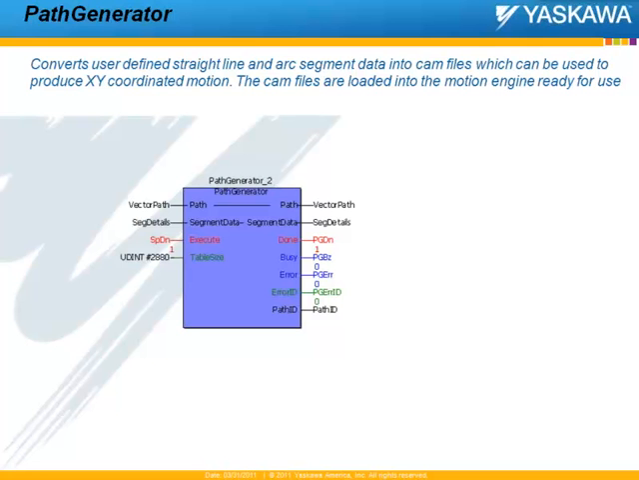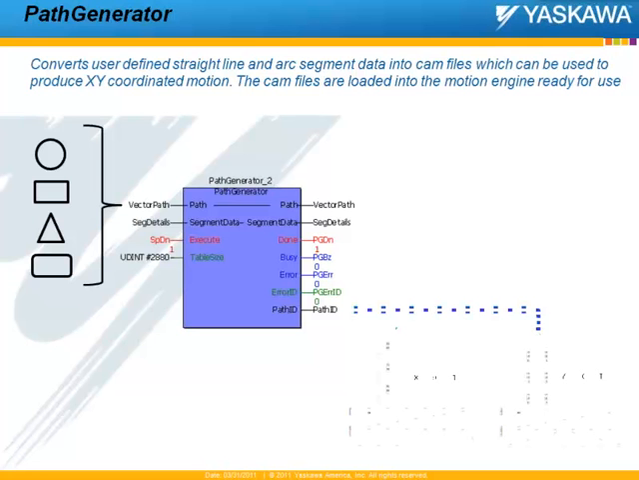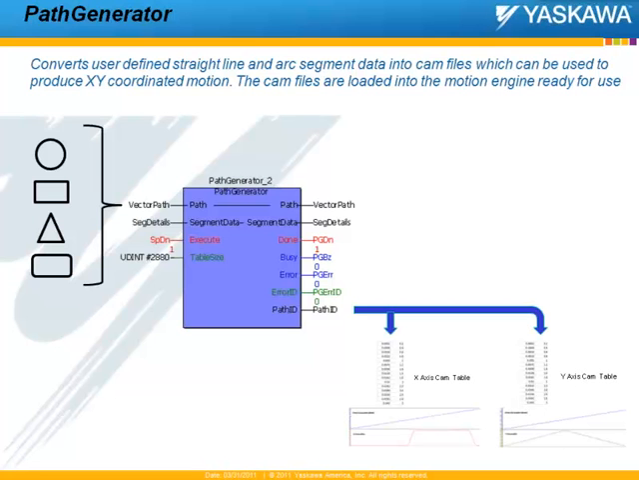For example, if you want to create a circle or a rectangle, a triangle, or an ellipse, you have to give the data into the path data type in the path generator with start and endpoints and other details like angles, and the path generator will create CAM tables for you that are already pushed into the motion kernel ready for use. Throughout this presentation, we'll be using examples where you have XY motion only.